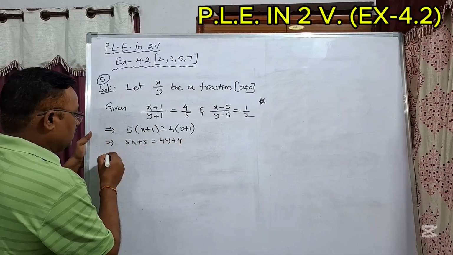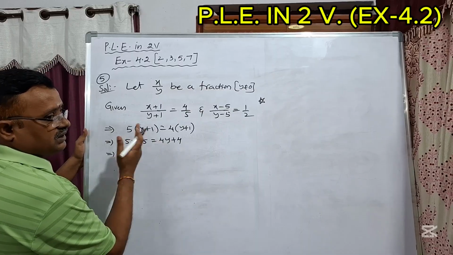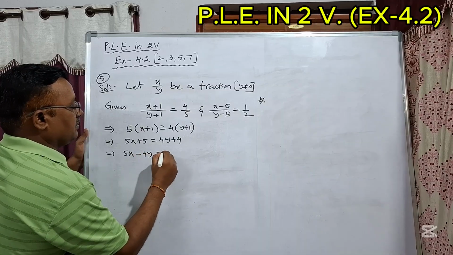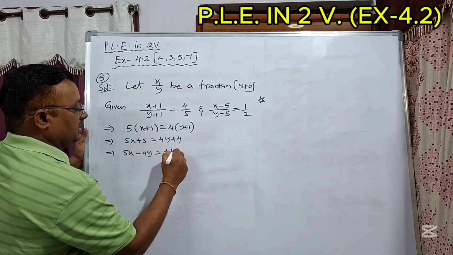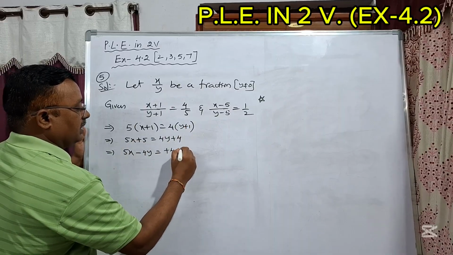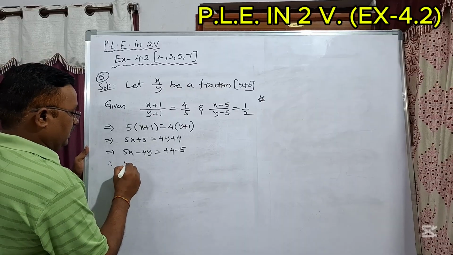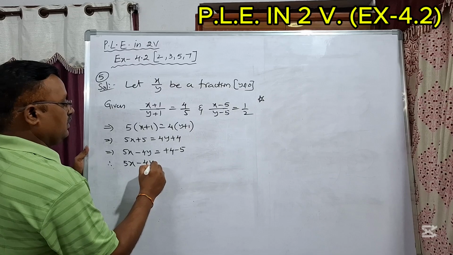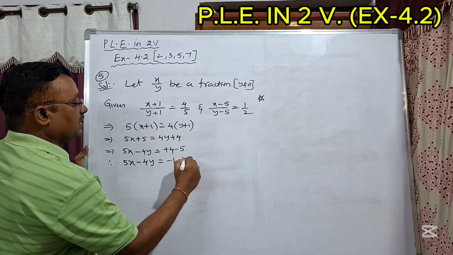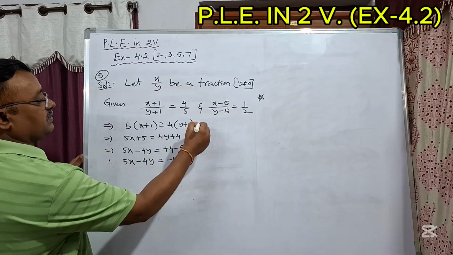Now this implies 5x, send this 4y to the other side of the equality, left side will become minus 4y, equal to plus 4 already there here, send plus 5 to the other side of the equality, it will become subtracting 5. Therefore, the final equation is 5x minus 4y equal to plus 4 minus 5, which is minus 1. Let it be equation 1. First condition given, first equation.